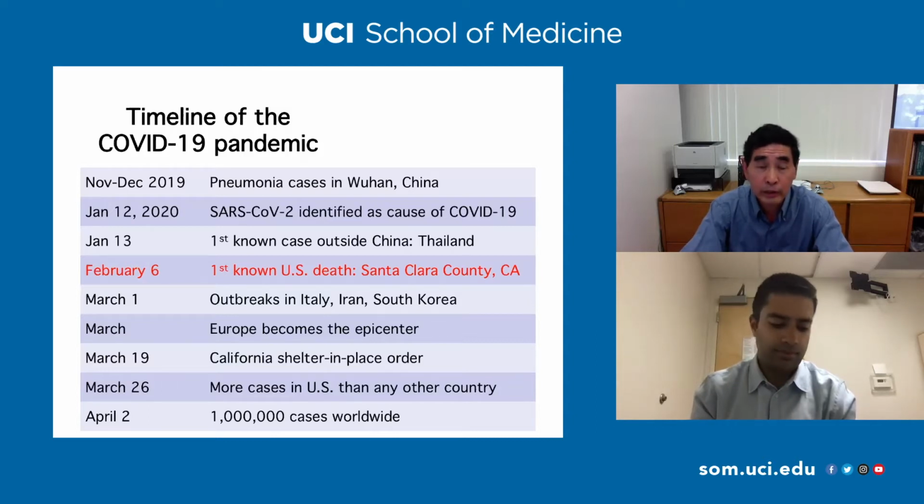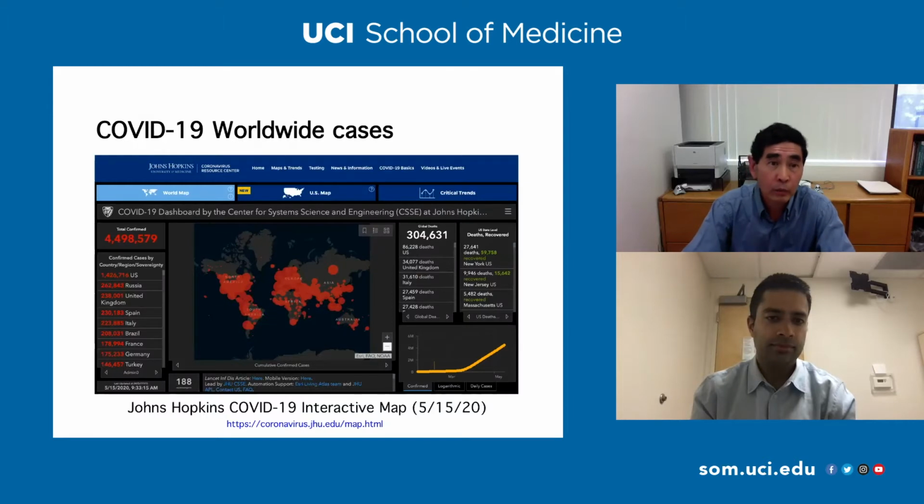And April 2nd was a dubious milestone, 1 million cases worldwide, but we're now approaching 5 million cases. Johns Hopkins has a very useful map on their website, which keeps track of the number of cases worldwide and in individual countries and also the deaths. So we're at 4.5 million cases now, and the number of deaths has just gone over 300,000. And unfortunately, every day when you check back, the numbers have gone up.